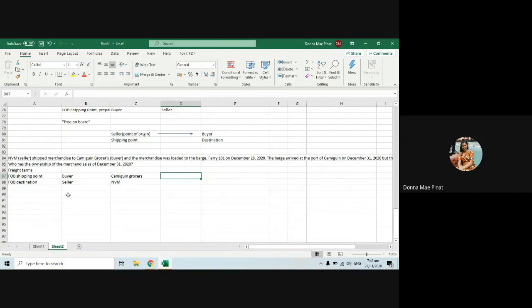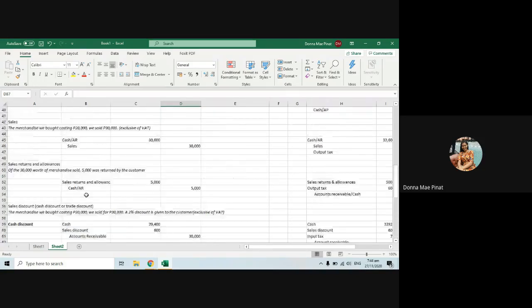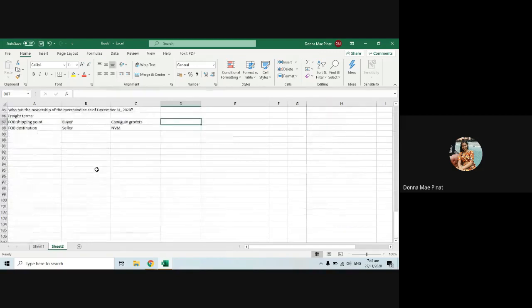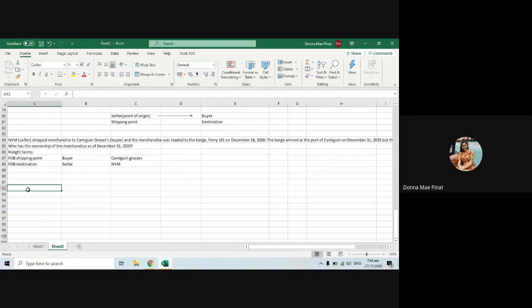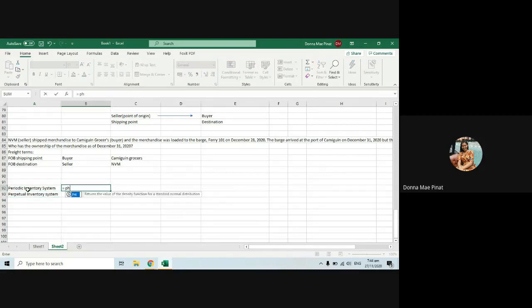Sunod, unsa naman ang atong i-discuss. Let's discuss kani, the two types of inventory system in merchandising operations. There are actually two types of inventory system. We have periodic inventory and we also have perpetual. Guys, okay. So periodic relies on physical count at the end of the period.